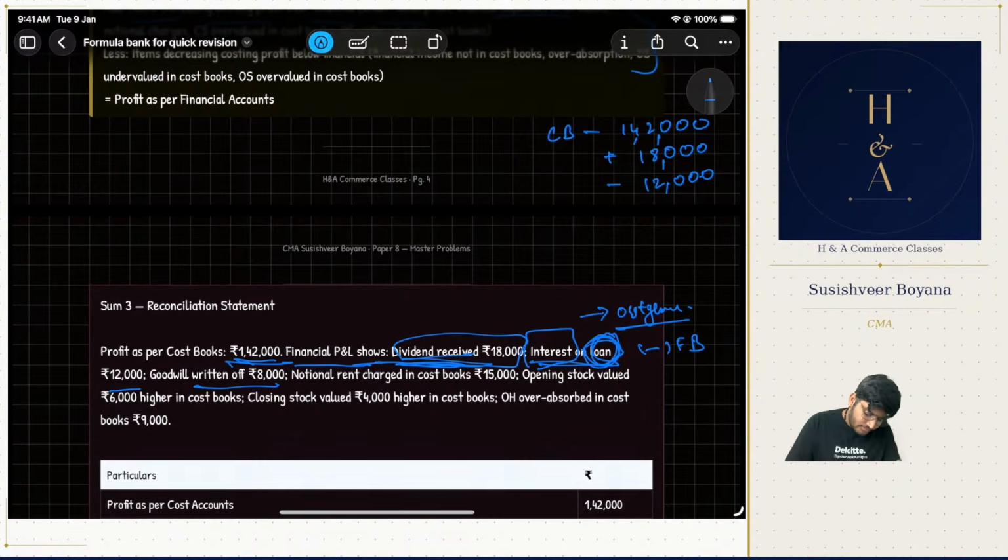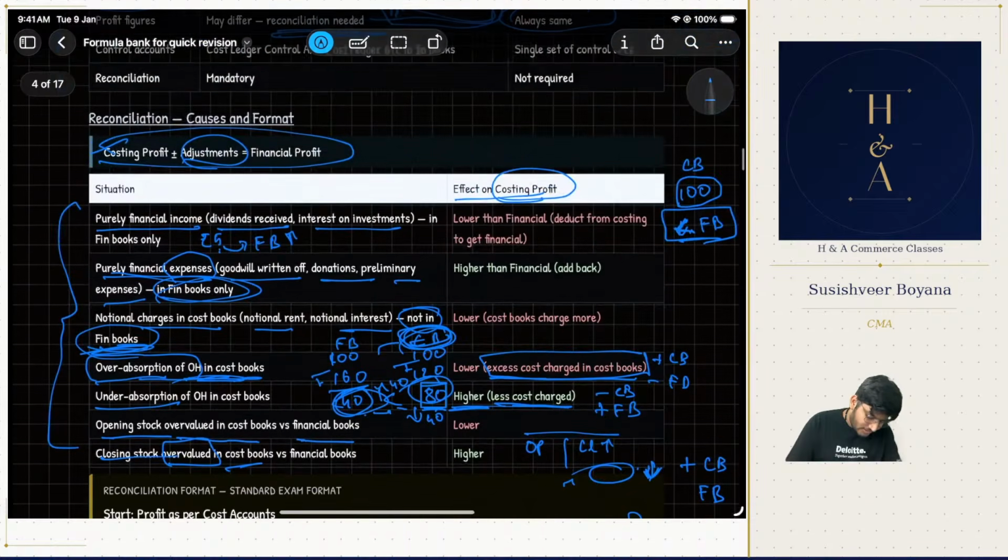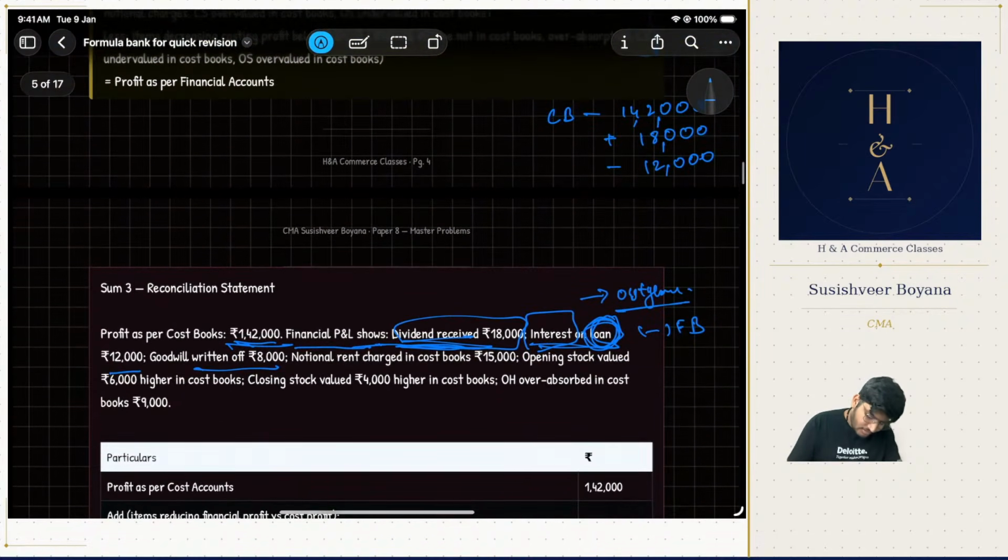Goodwill written off. If you notice here, what we did discuss: pure financial expenses. When goodwill is written off, it is an expense that only affects the financial books. Similar to the interest on loan, we should subtract 8,000. Notional rent charges in books. Sir, costing books I've reduced notional rent. Financial books, I don't think they would have done it. That means costing books profit has reduced because of the notional rent, which I have to rectify. So I'm gonna add 15,000, right?